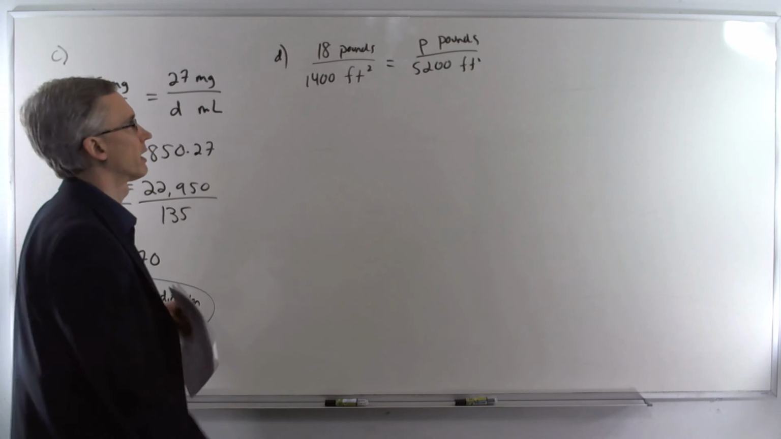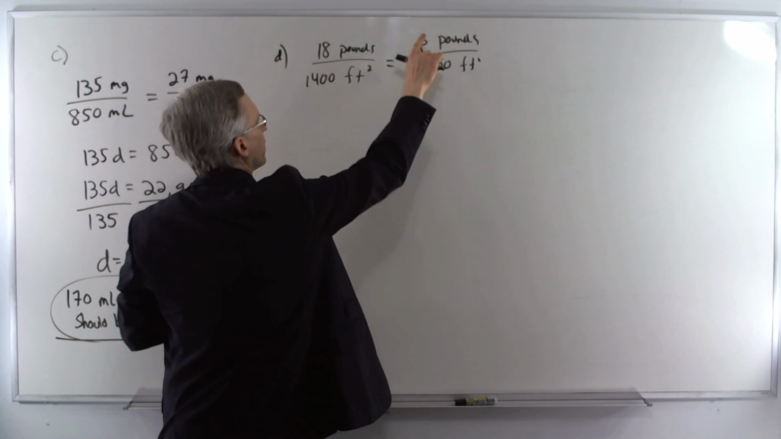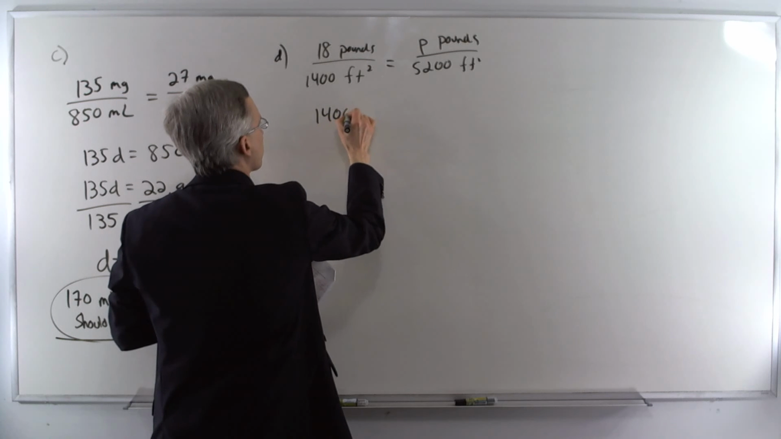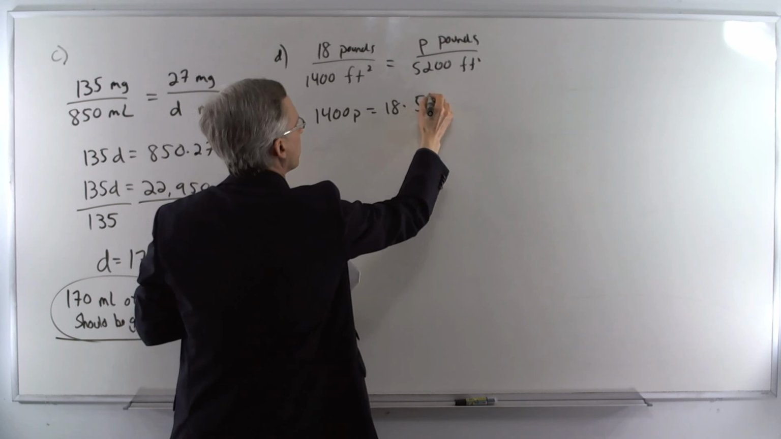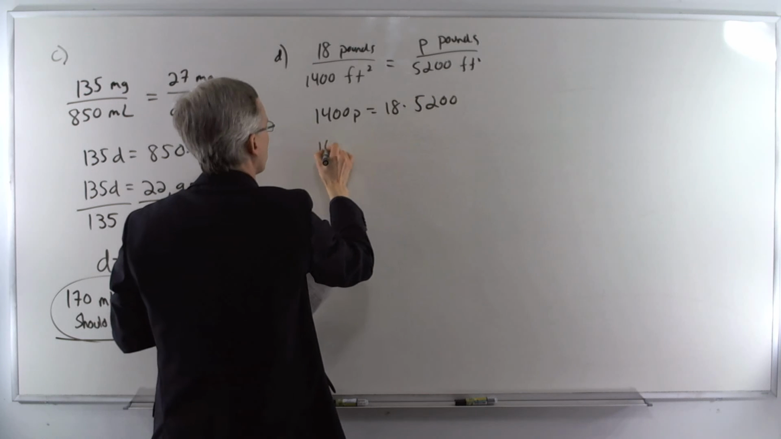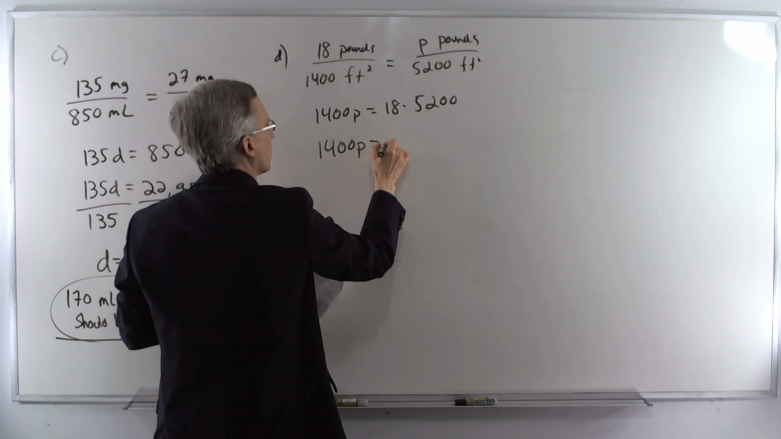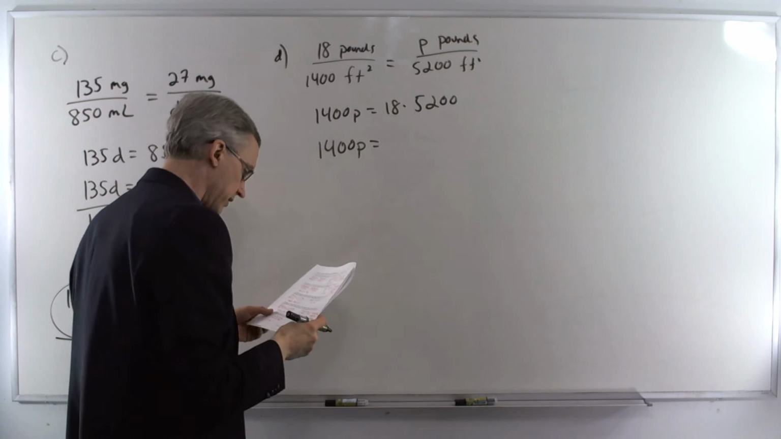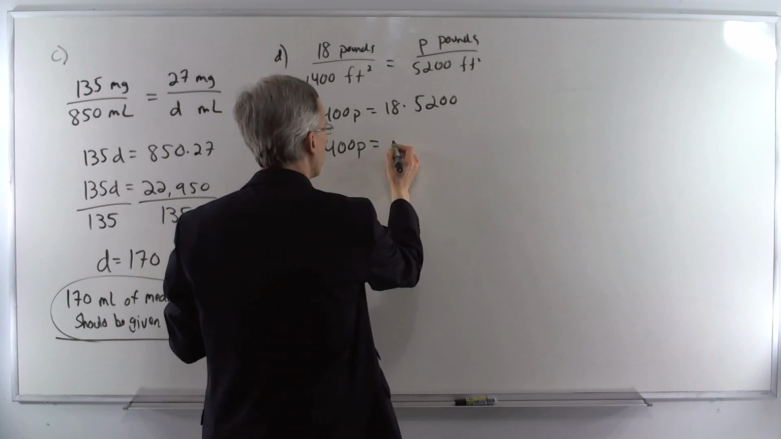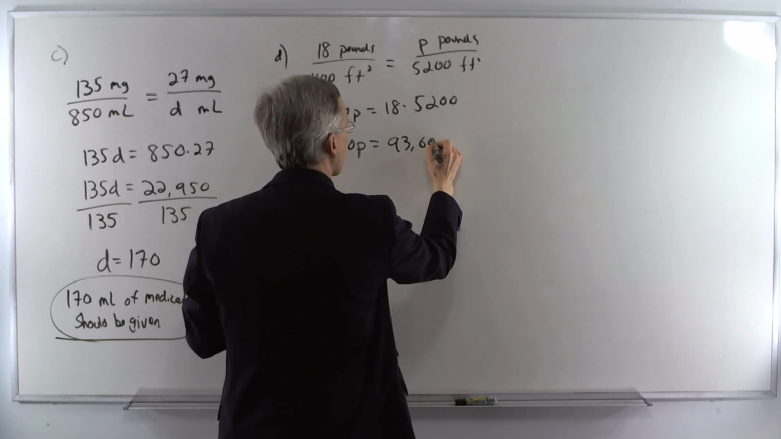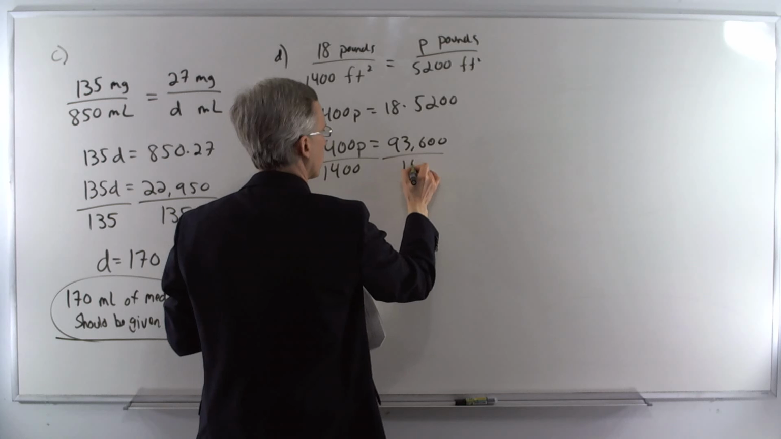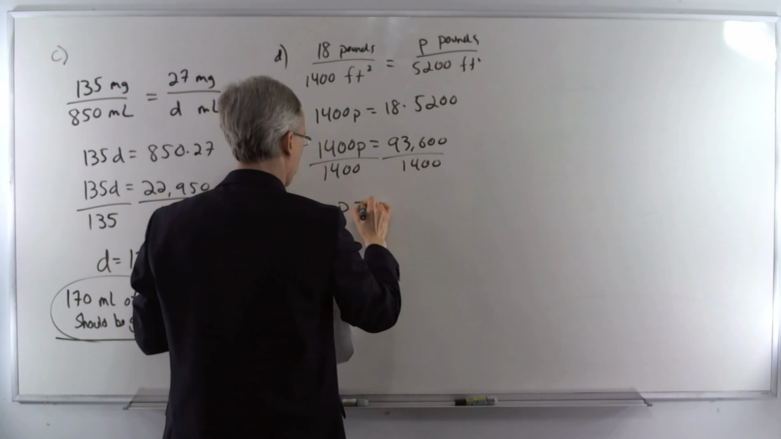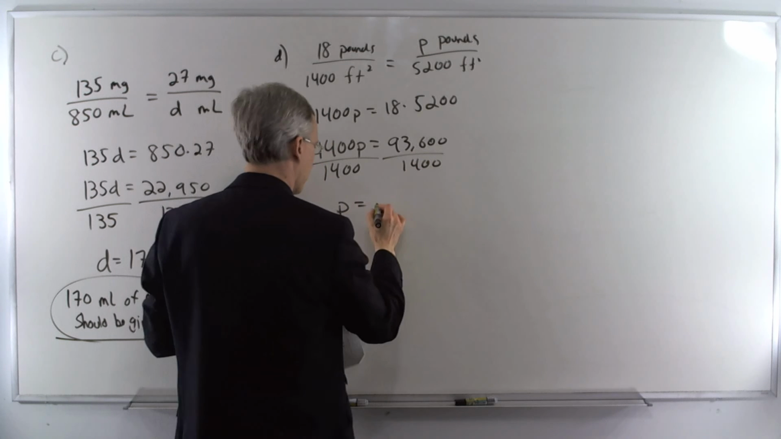Now we can cross multiply. 1,400 times P, and 18 times 5,200. Multiply this out, that'll give us 93,600. And then divide both sides by 1,400. And we got P is 66.9.